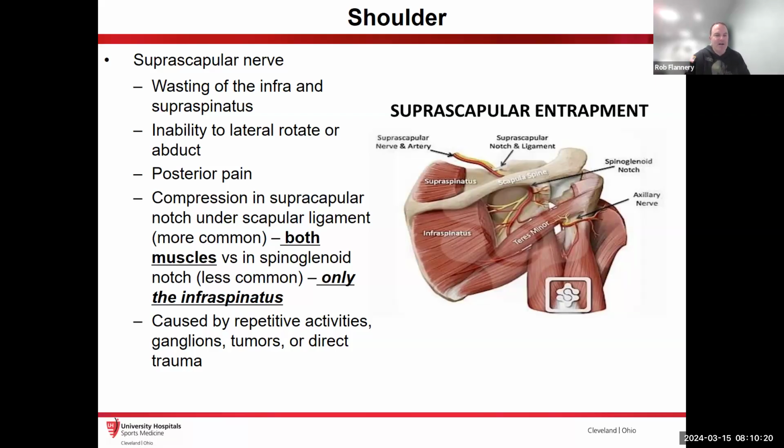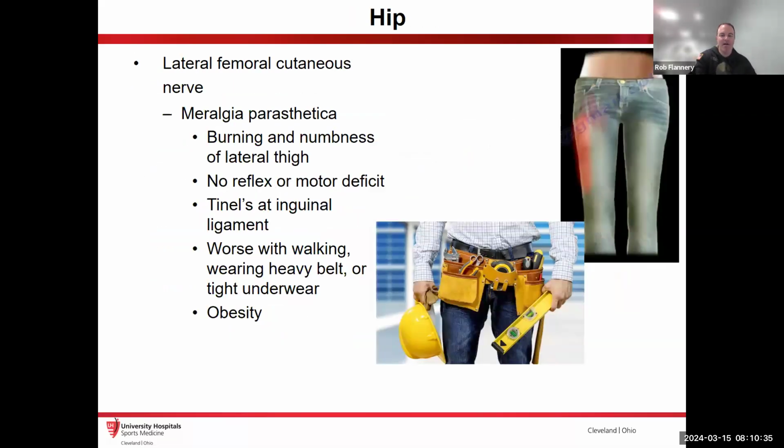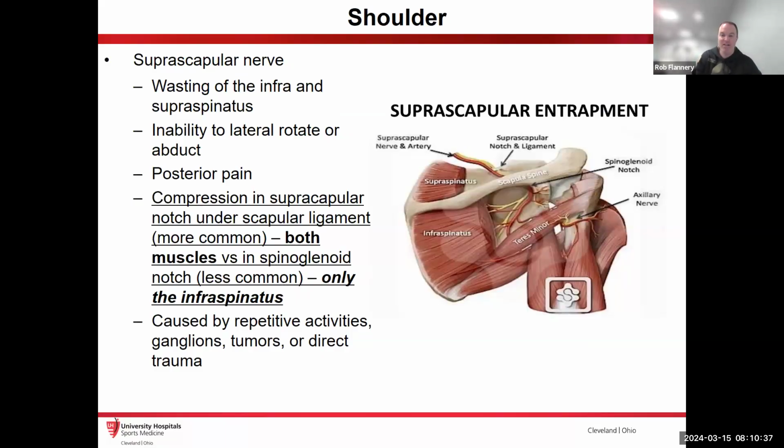A lot of times it's caused by repetitive activities, ganglions, tumors, or direct trauma. His was a ganglion. We drained it under ultrasound, and his infraspinatus came back pretty quickly. So again, just remember where they're compressed. And that's pretty much it for the shoulder.